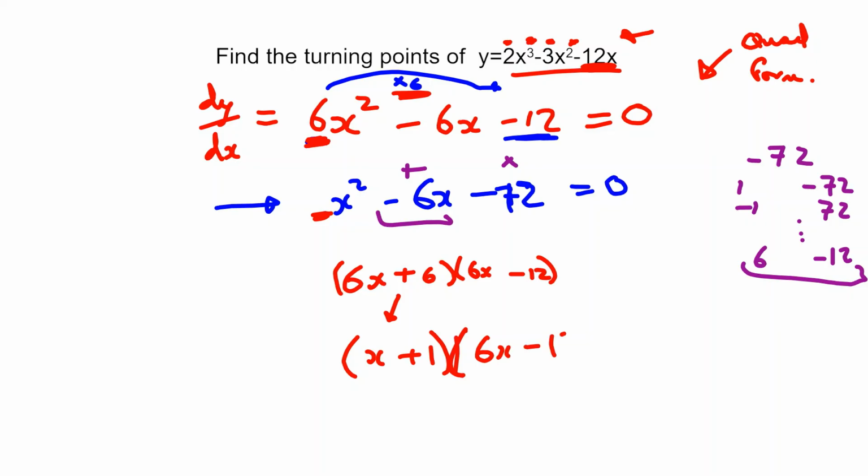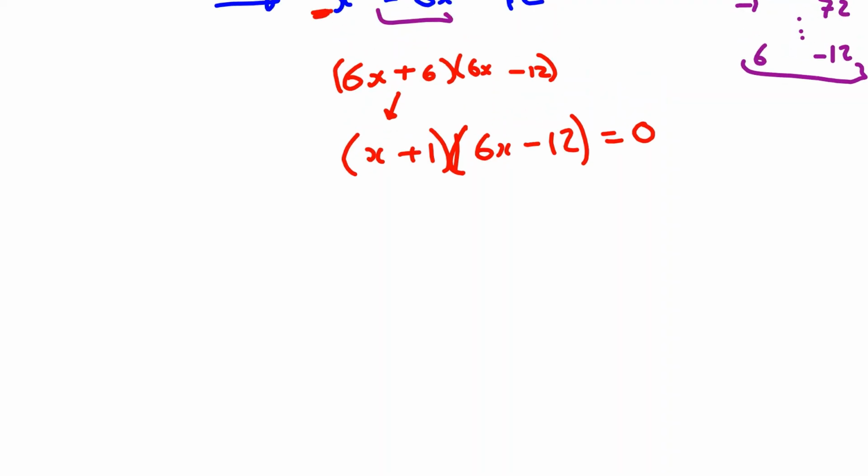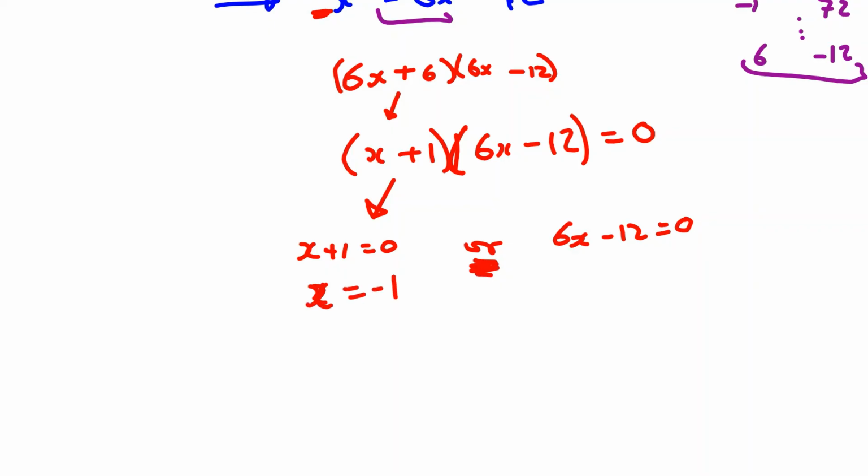Now this is the bit that equals 0. So we can solve this in the normal way, either x plus 1 equals 0, or 6x take 12 equals 0, and we solve each of these. So we'll take away 1 from both sides, so x equals -1, or we'll add 12 to both sides, divide by 6, x equals 2. So we're going to end up with 2 turning points here.